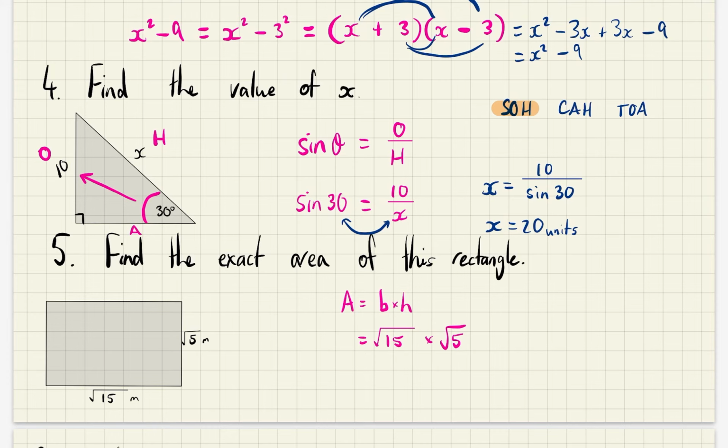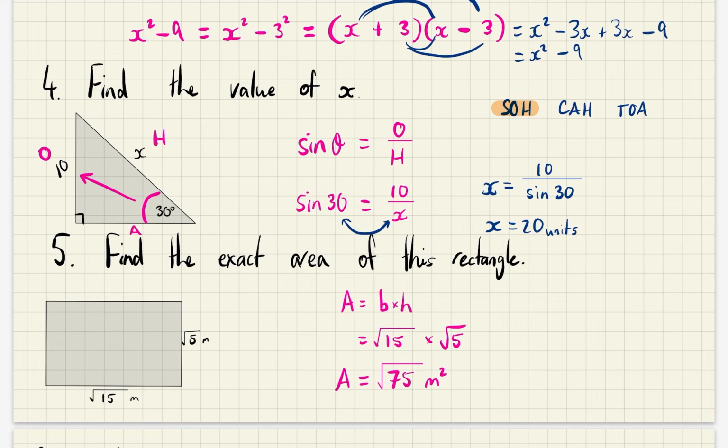Now the only barrier here is if you don't remember how to multiply surds. But remember, we just multiply them as if they are normal numbers. So normal numbers multiply with normal numbers and surds multiply with surds. So 15 times 5 is 75. So the area is the square root of 75. Now it said the exact area of this rectangle, so that's technically done. We could say that's meters squared because we're talking about area and be done.